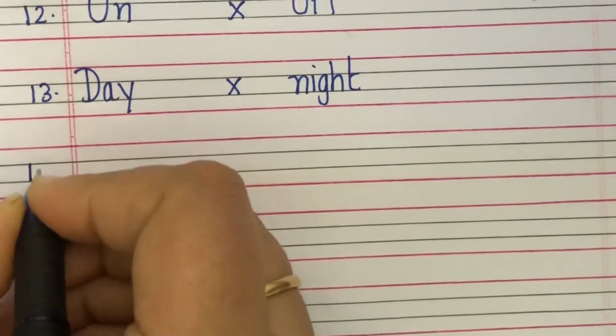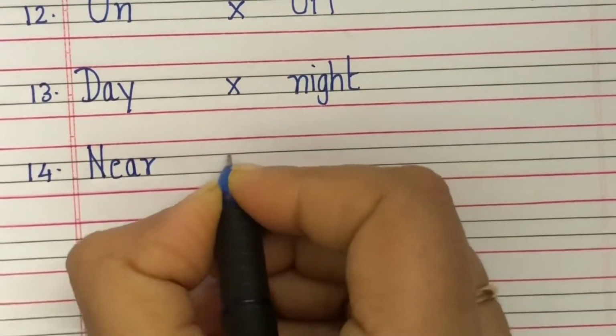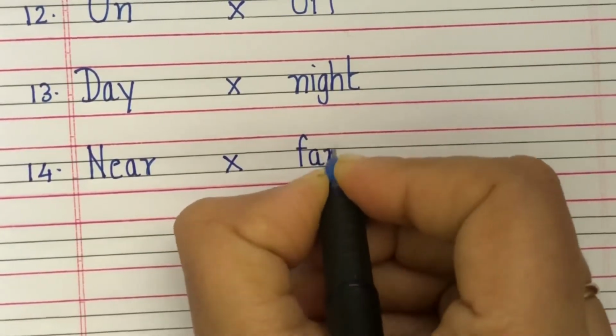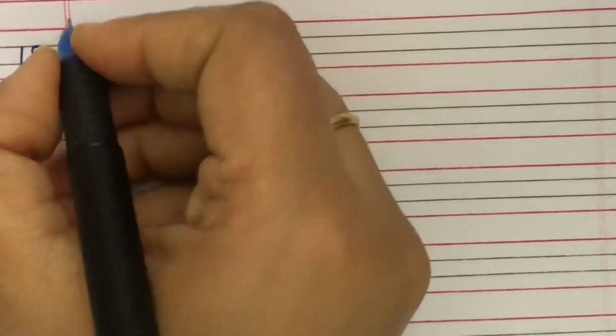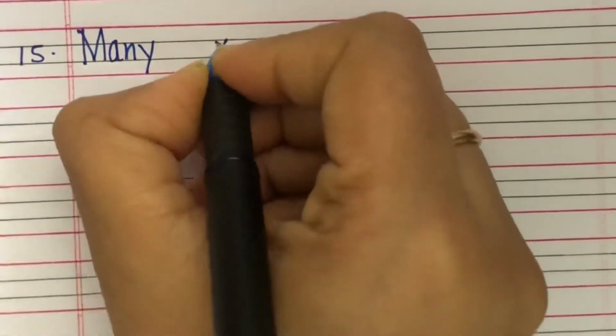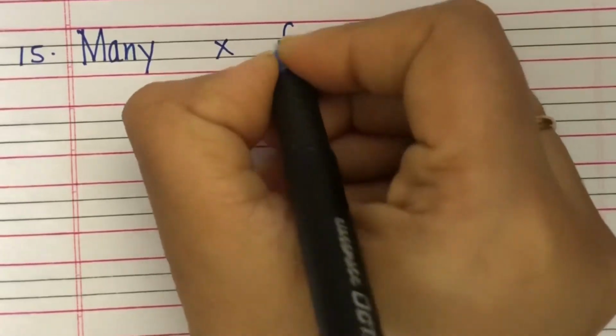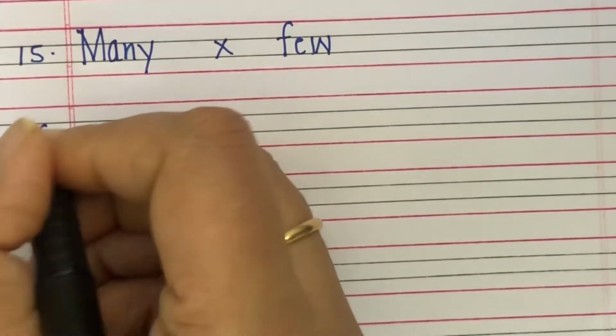14th one is N-E-A-R, near. Opposite of near is far, F-A-R, far. Near means paas or door means far. 15th one is M-A-N-Y, many. Opposite of many is few, F-E-W, few. Many means bahut, few means kam.